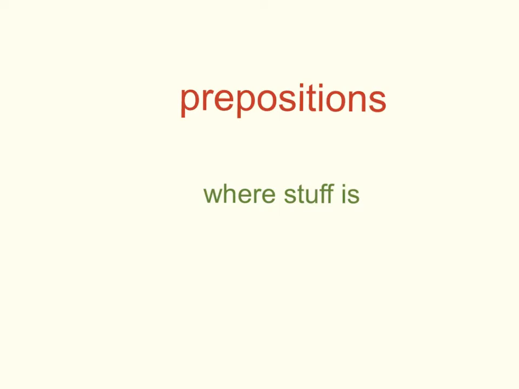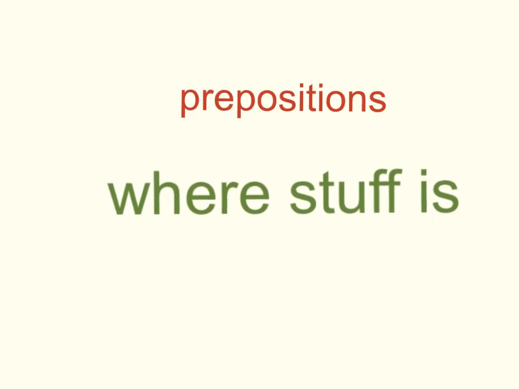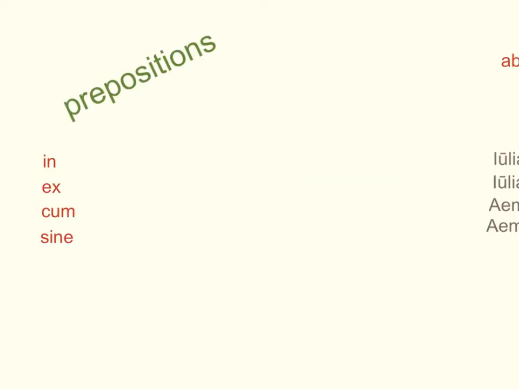So what are prepositions? Our basic way of understanding what prepositions are is to describe them as things that tell us about where stuff is. So for example, if something is on the table or under the table, near the table, far from the table, and so forth. Prepositions tell us where stuff is. In previous chapters, we've learned a lot about prepositions that take the ablative case.